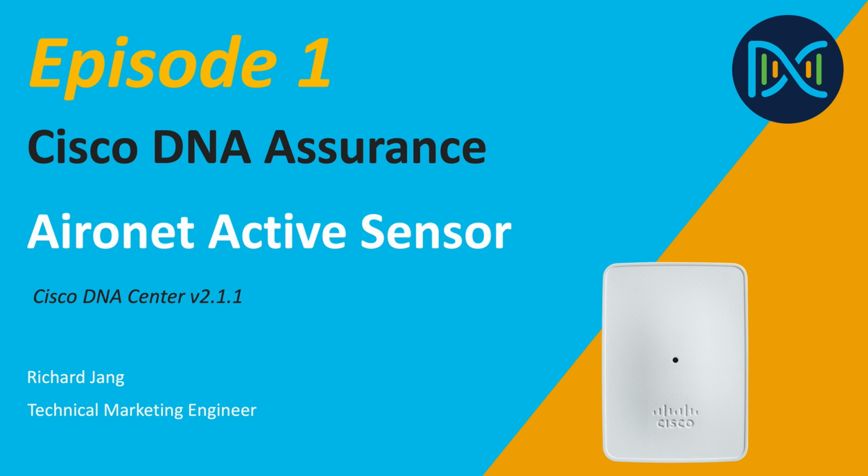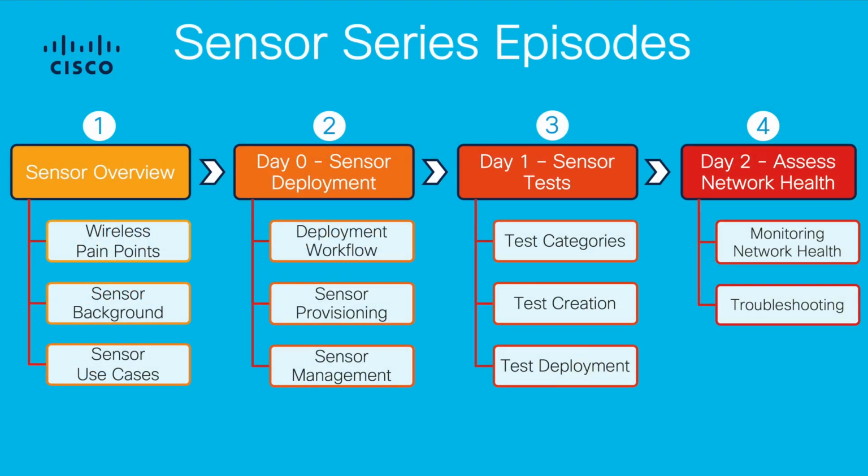The purpose of the series is to provide you with an in-depth understanding of the Aironet Active Sensor and how, together with Cisco DNA Assurance, it will bring value to any wireless deployment through its ability to detect issues early on from the client's perspective and ensure a great end-user experience. In today's episode, I'll be providing you with a product overview, starting off with the pain points common to wireless deployments today, following it up with a background on the Aironet Active Sensor and Cisco DNA Assurance, then finishing it off with the features and use cases that would completely solve those pain points in wireless.